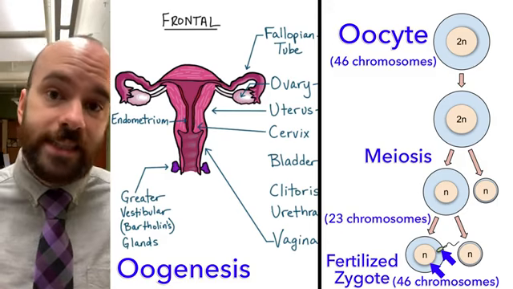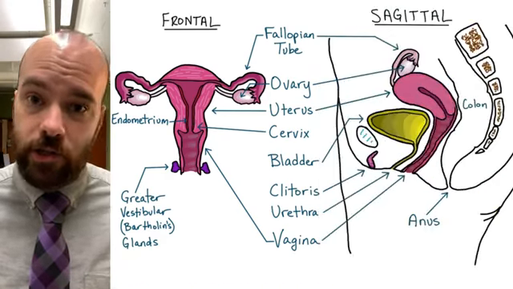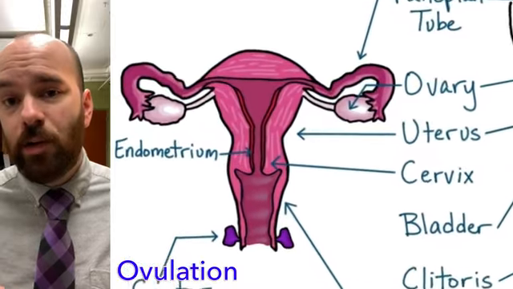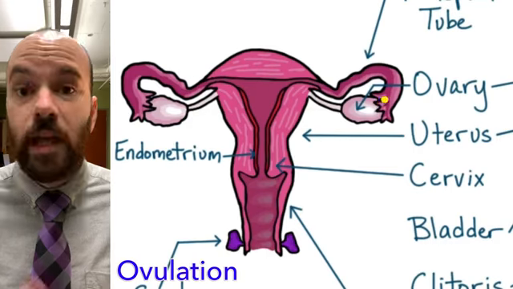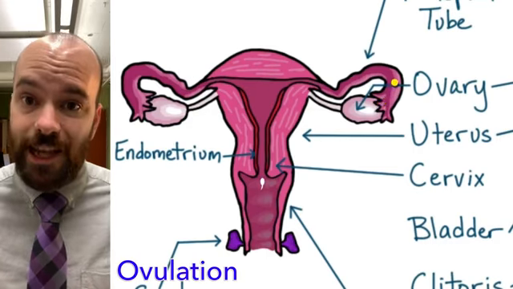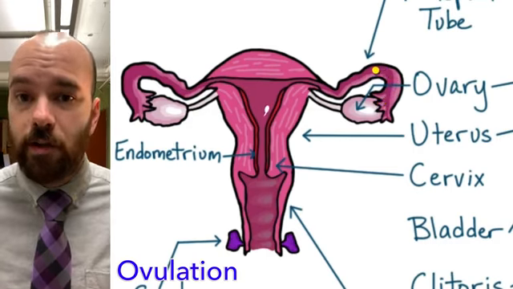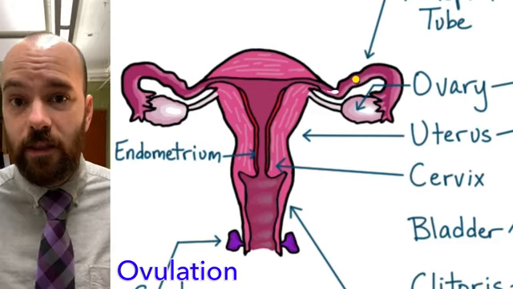That process of releasing an egg from the ovary is called ovulation. When ovulation occurs, an egg cell will get released from the ovary and it'll travel through the fallopian tube. If sexual intercourse happens and sperm cells enter into the uterus, those sperm cells will fertilize the egg while the egg is in the fallopian tube.